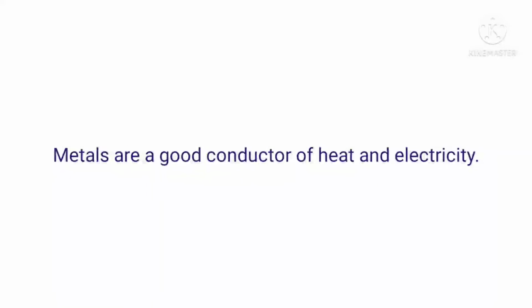Metals are good conductors of heat and electricity. Silver is the best conductor of heat. Lead is a poor conductor of heat. It is a metal. Among metals, lead is the poorest conductor of heat. Mercury is also a poor conductor of heat. And silver is also a good conductor of electricity.